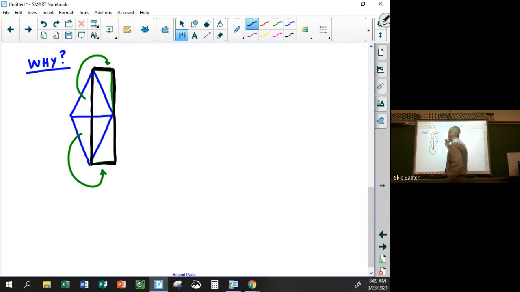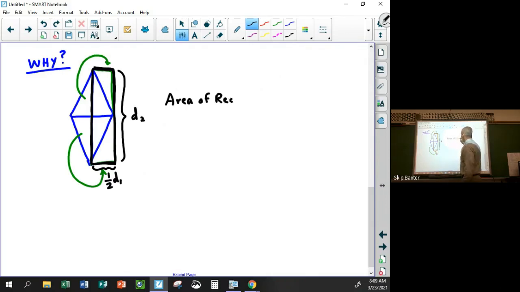But if you look at this rectangle, this length of the rectangle is D2. And this length of the rectangle is 1/2 of D1. It's half of the length of the diagonal going this way. So the area of the rectangle would be 1/2 of D1 times D2. That's exactly the same as the area of the rhombus.